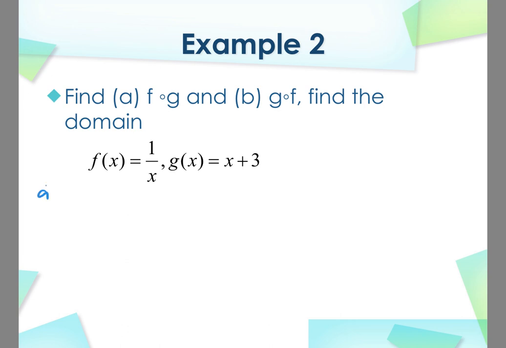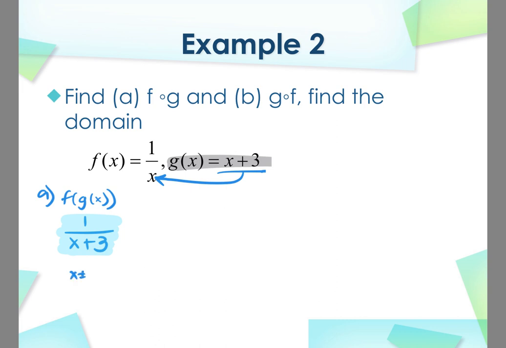So if I start with A, f of g says take g, plug it into f. So I get 1 over x plus 3. Then I need my domain. So I check g. Is there a restriction on my original g function? No. Is there a restriction on my composite function? Yes. Now x can't equal what? Good. X cannot equal negative 3. In interval notation, negative infinity to negative 3, and negative 3 to positive infinity.